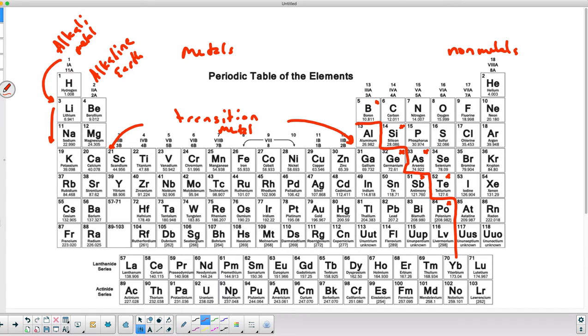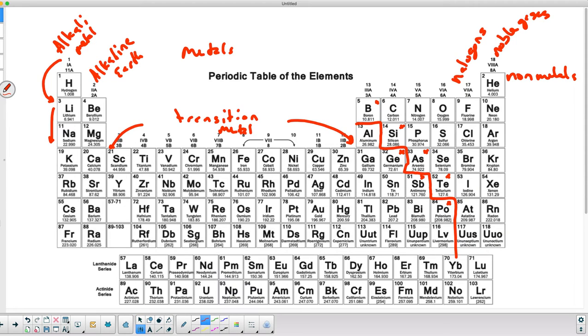And then I have halogens. I'm going to move this one out of the way. Then I have halogens here, group 7, and noble gases at group 8. Okay, so those are the classifications for those four. And the last one says monatomic or diatomic.